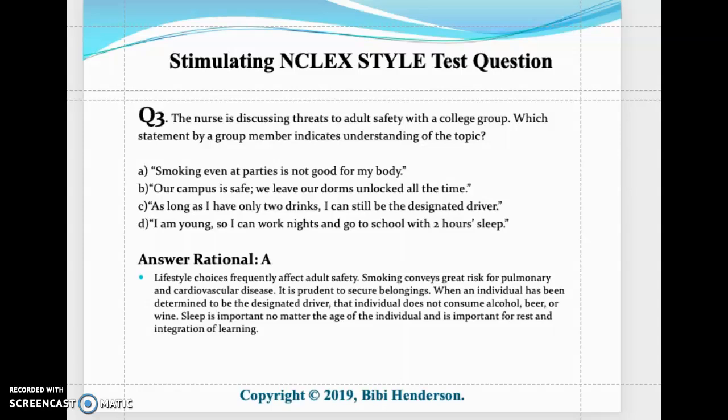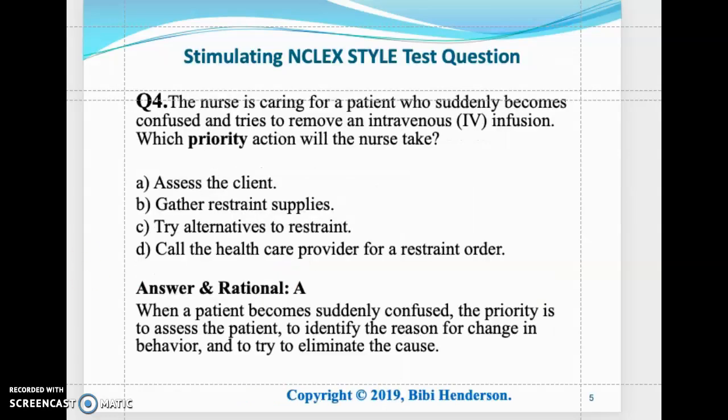Question number 3 states the nurse is discussing threats to adult safety with a college group. Which statement by the group member indicates understanding of the topic? Smoking, even at parties, is not good for my body. So the correct answer is A. Lifestyle choices frequently affect adult safety. Smoking conveys great risk for pulmonary and cardiovascular diseases. So A is the correct answer for that question.